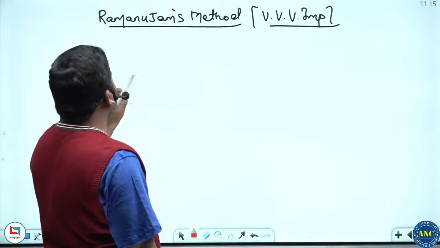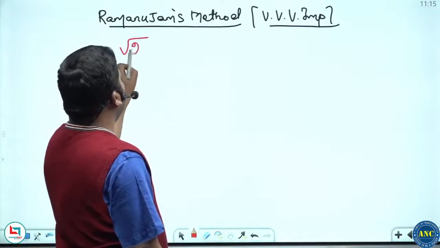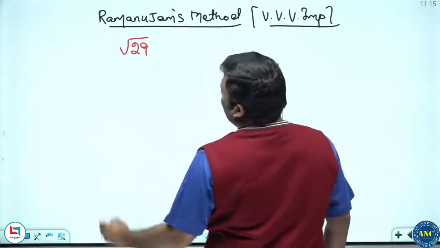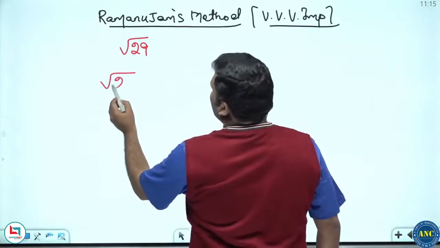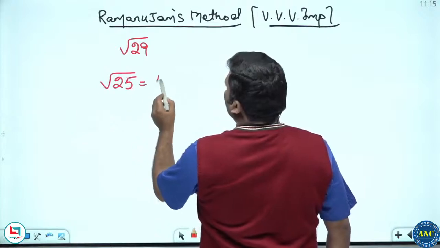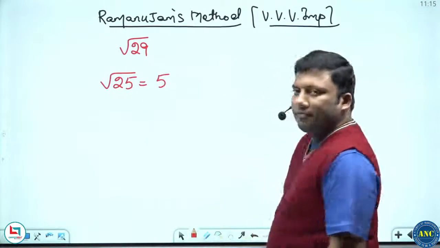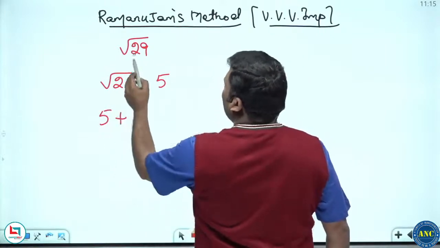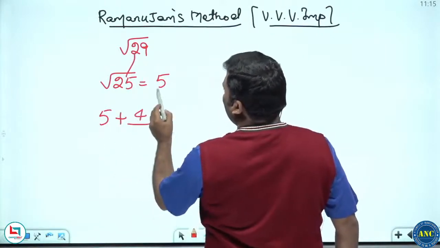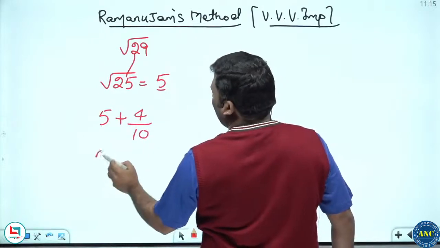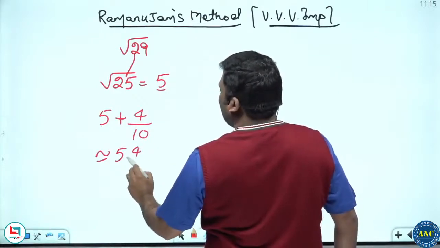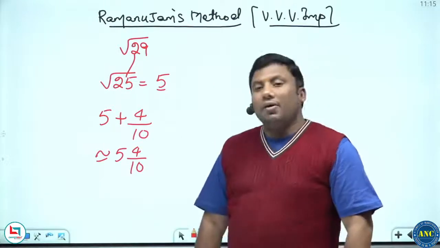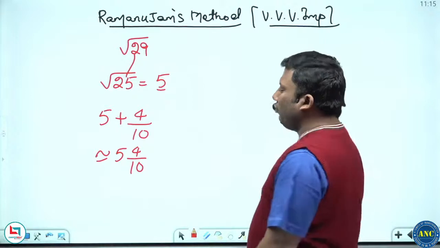Ramanujam's method. Now, square root of 29. It is just greater than the nearest perfect square, root 25, which is 5. So 5 plus: 29 minus 25, what is the difference? 4. Double this value: 8... 10, sorry, the denominator is taken as double of 5, that is 10. So both are approximated values. The Trachtenberg method has given us 5 and 4 by 11, and Ramanujam's method will give you 5 and 4 by 10.